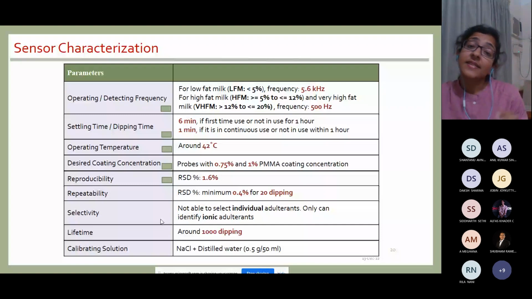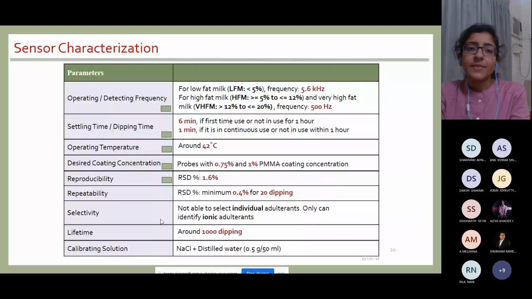Then, what is the lifetime? That is another important thing if you are designing your own sensor, because you don't want an instrument where you need to change the sensor every day. You won't purchase those things. So what is the lifetime of the sensor? In this particular sensor, it has 1,000 dippings, and we have to check that also. Another thing is the calibrating solution. Mainly it is an electrochemical sensor.